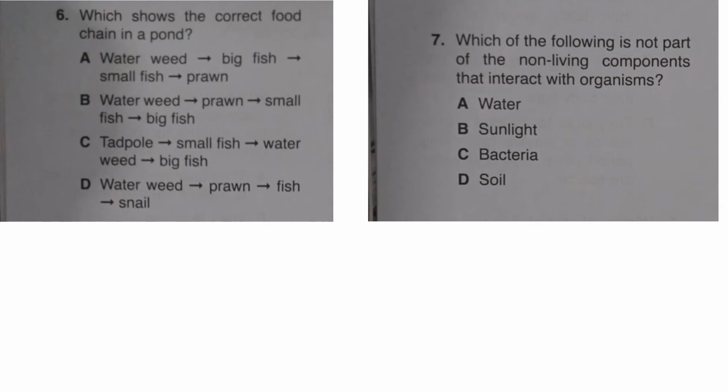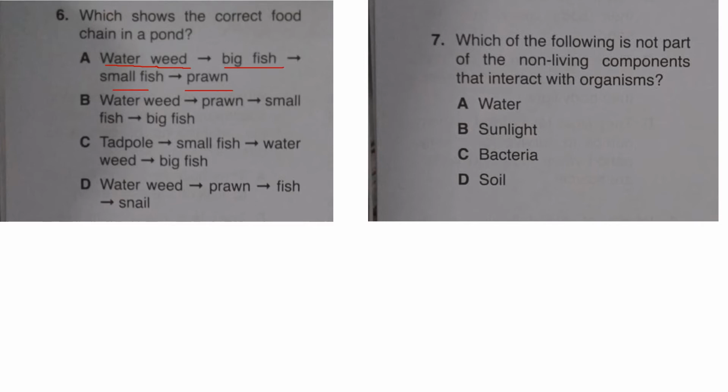Number 6. Which shows the correct food chain in a pond? So let's check which is the correct food chain over here. First is letter A: water weed, big fish, small fish, and then prawn.